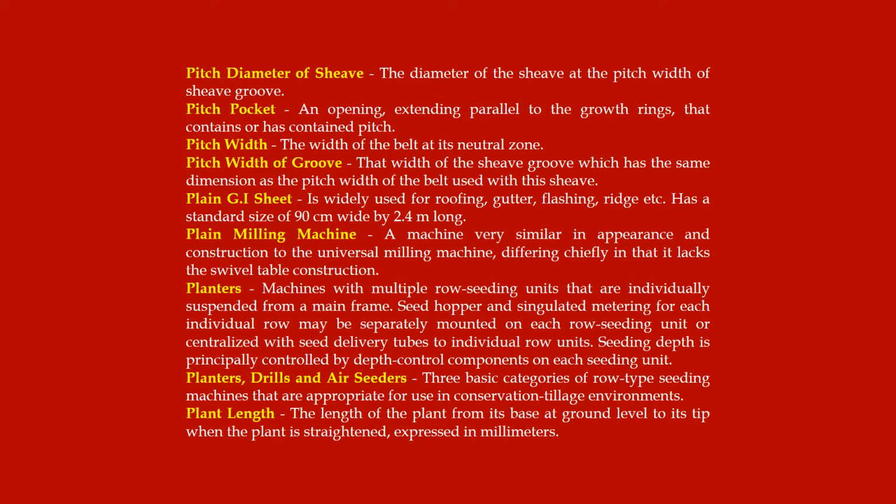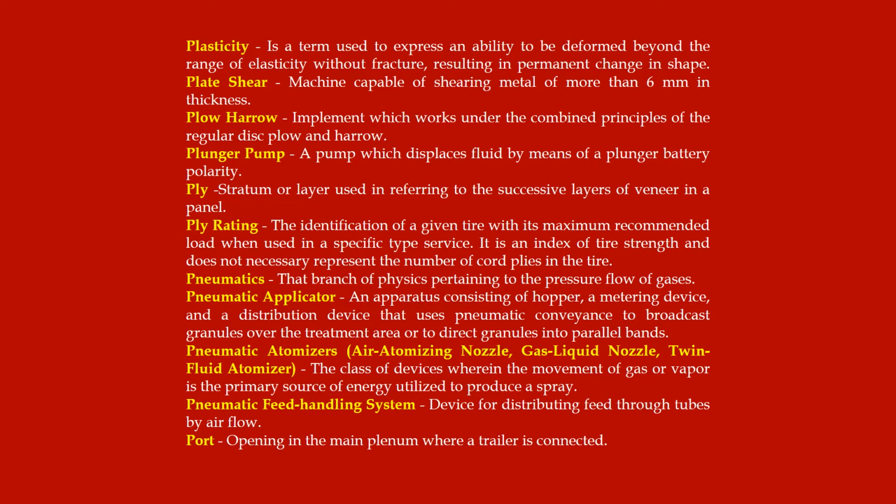Three basic categories of row-type seeding machines that are appropriate for use in conservation tillage environments. Plant length. The length of the plant from its base at ground level to its tip when the plant is straightened, expressed in millimeters. Plasticity is a term used to express an ability to be deformed beyond the range of elasticity without fracture, resulting in permanent change in shape.